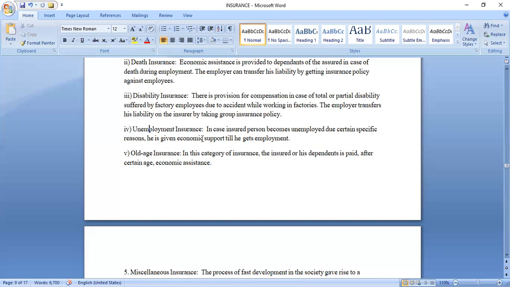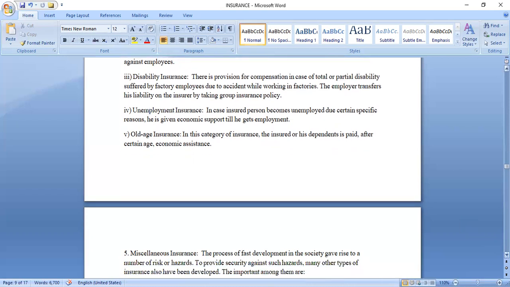Then old age insurance, this is still under social insurance. Of course, old age insurance is taken as people plan for, for example, retirement or old age, right? Practically with the objective of being provided economic assistance by the insurer or the insurance company at the time when they have aged, at a certain age, maybe when they can no longer work and so on.